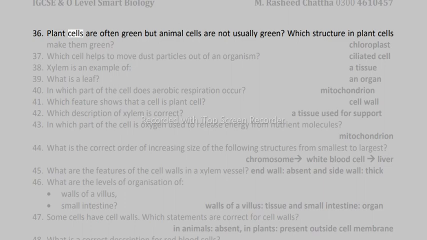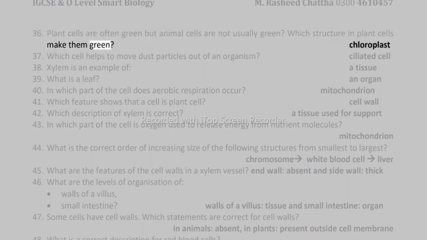36. Plant cells are often green, but animal cells are not usually green. Which structure in plant cells makes them green? Chloroplast. 37. Which cell helps to move dust particles out of an organism? Ciliated cell. 38. Xylem is an example of a tissue. 39. What is a leaf? An organ.